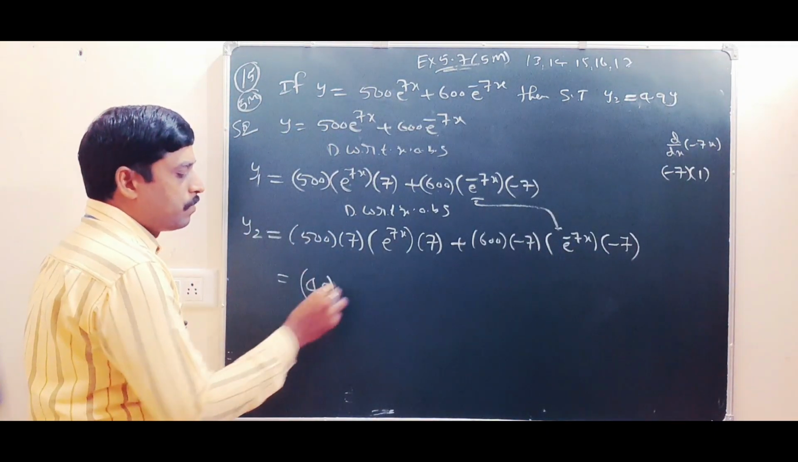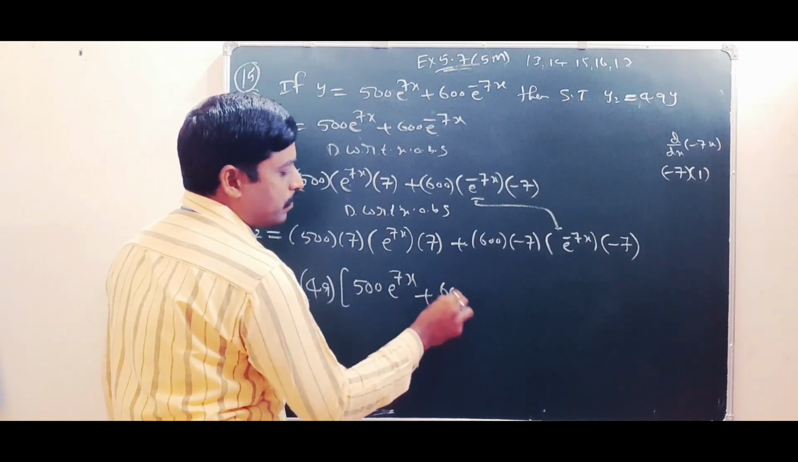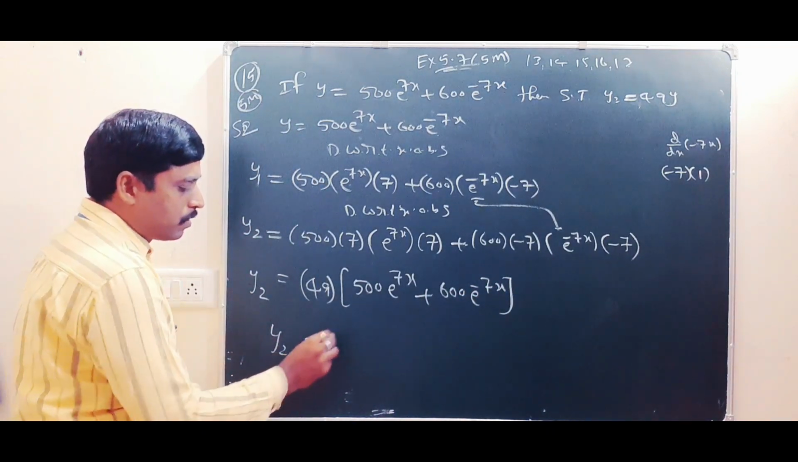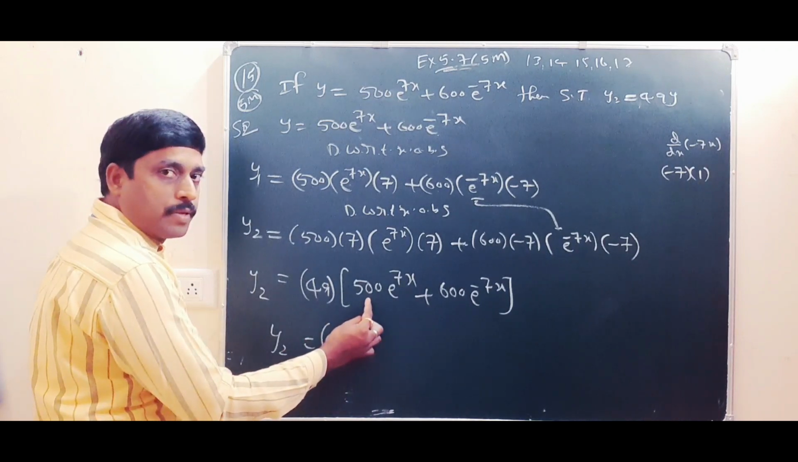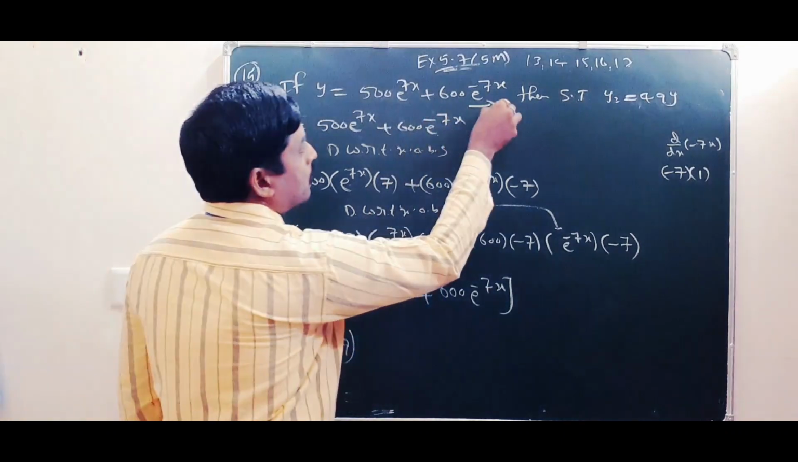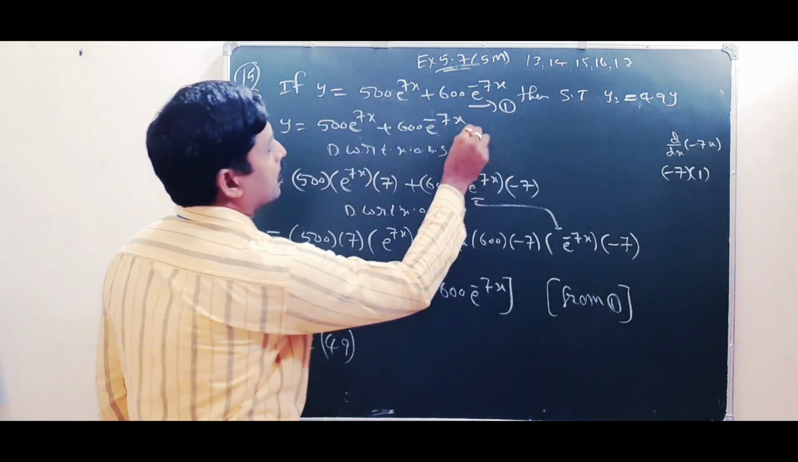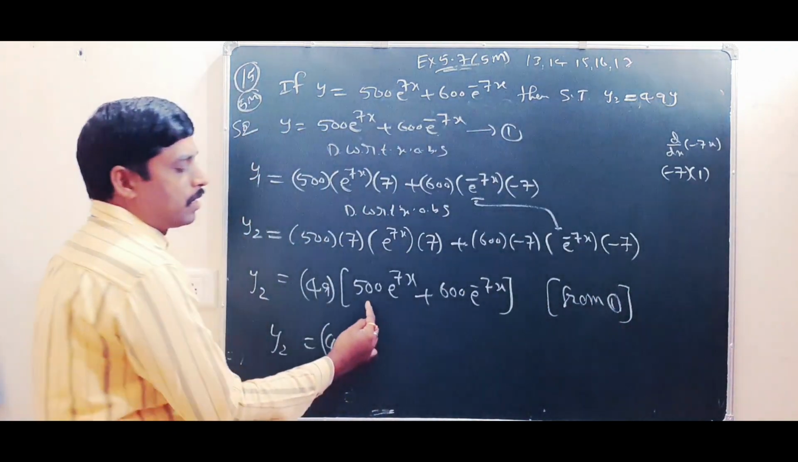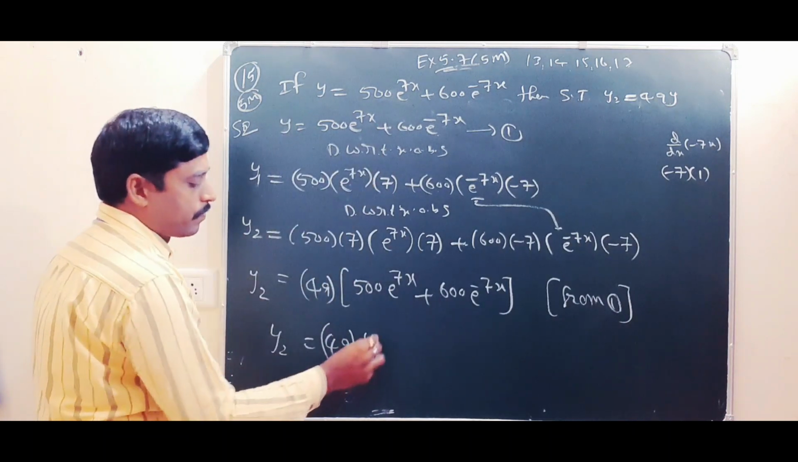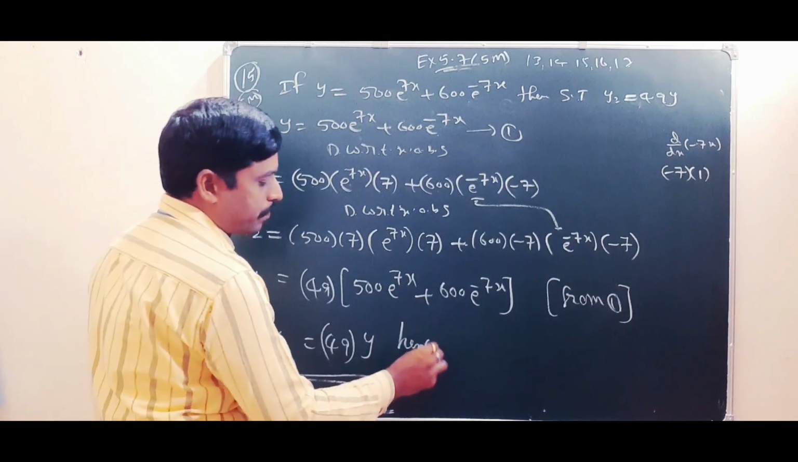Take 49 out common. The remaining value is 500 e to the power 7x plus 600 e to the power minus 7x. This is y2. So y2 is equal to 49 times 500 e to the power 7x plus 600 e to the power minus 7x. This value is y from the given statement, equation 1. In place of 500 e to the power 7x plus 600 e to the power minus 7x we should write y. So y2 equals 49y, hence proved.